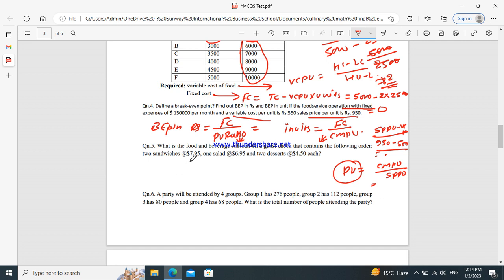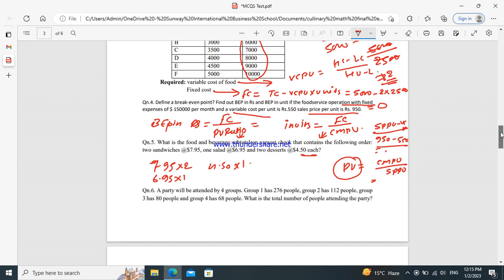Now move on to question number 5. What is the food and beverage subtotal on a guest check that contains the following orders? 2 sandwiches, at the rate given over here, 2 into 7.95. 1 salad, which is 6.95, plus 2 desserts at the rate of 4.50 each. In the given data you need to multiply: 7.95 into 2 first, second is 6.95 into 1, and third we have 4.50 into 2. This is the easy way you can calculate yourself.